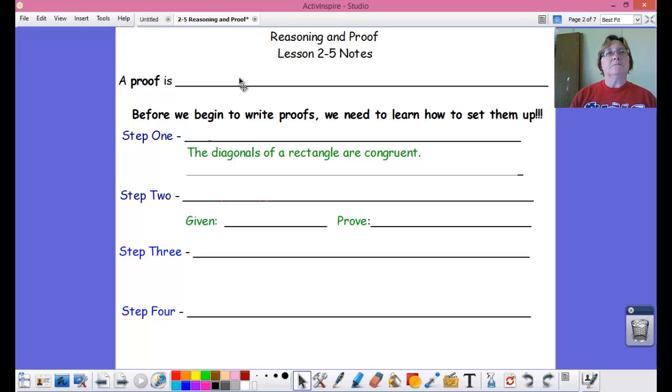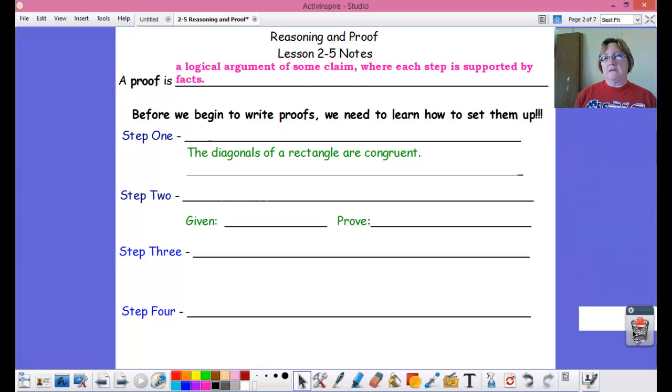To begin with, a proof is simply this: a logical argument that supports some claim. Every step in the argument has to be supported by facts. So this is truly a deductive reasoning skill. Before we start to actually write proofs, we need to know how to set them up. And you can see that we're going to work with a 4-step plan.